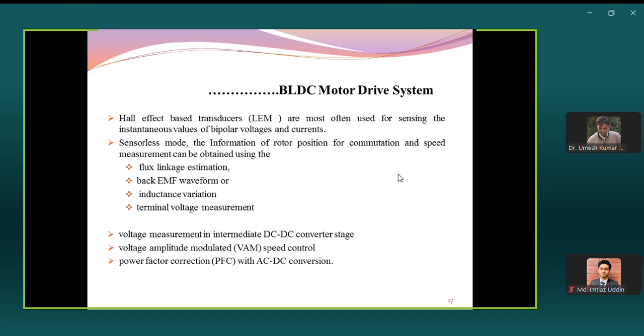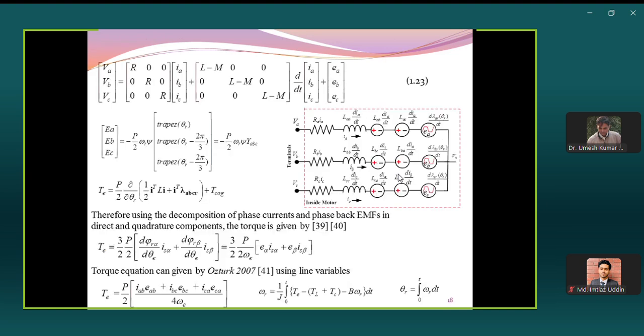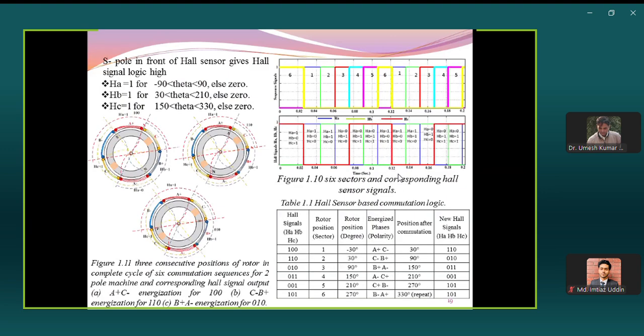We also have the voltage measurement facility in the DC converter stage, and if we are using AC to DC converters in the stable systems, we can use the PFC correction method. So this is simply the modeling, and we will not go more into the modeling. We have a simple diagram of this motor.